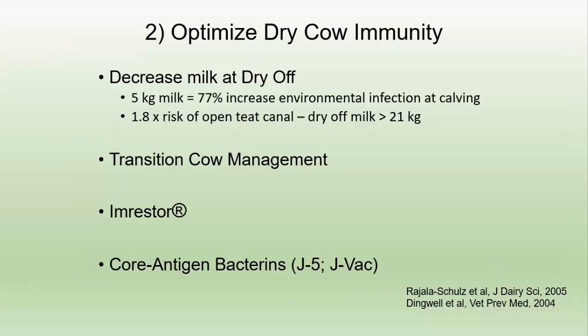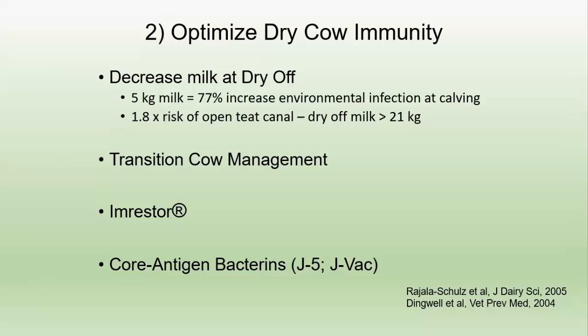Canadian studies suggested that cows who were producing at least 21 kilograms of milk, or about 45 or 50 pounds, at dry off were 2 times more likely to have an open teat canal throughout the dry period as compared to lower production cows. So, one tool may be to consider, how can I reduce milk production in that cow in the last few days before drying off to help her involution?